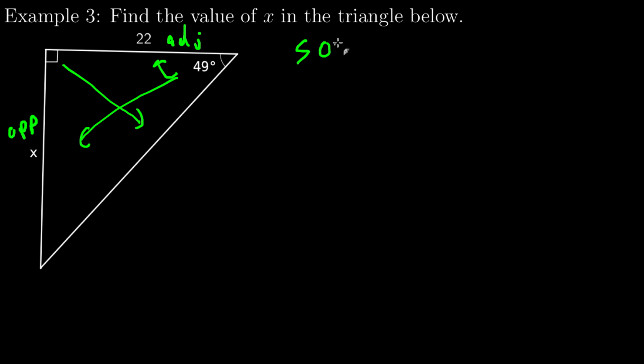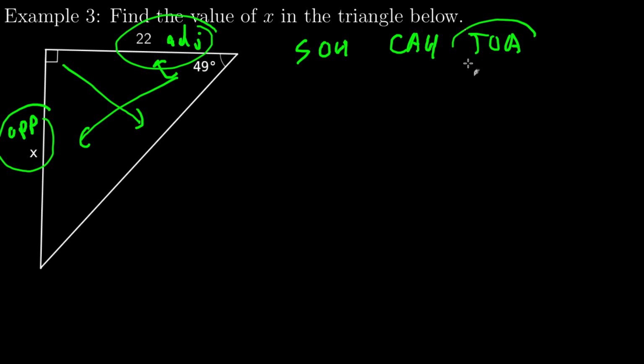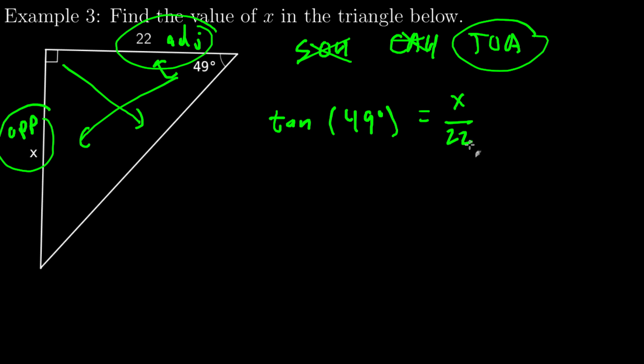So CAH, TOA, I am looking for O and A. That would be TOA. And now I'll write it out. Tangent of my angle, which is 49 degrees, equals opposite over adjacent. The opposite is x, the adjacent is 22.